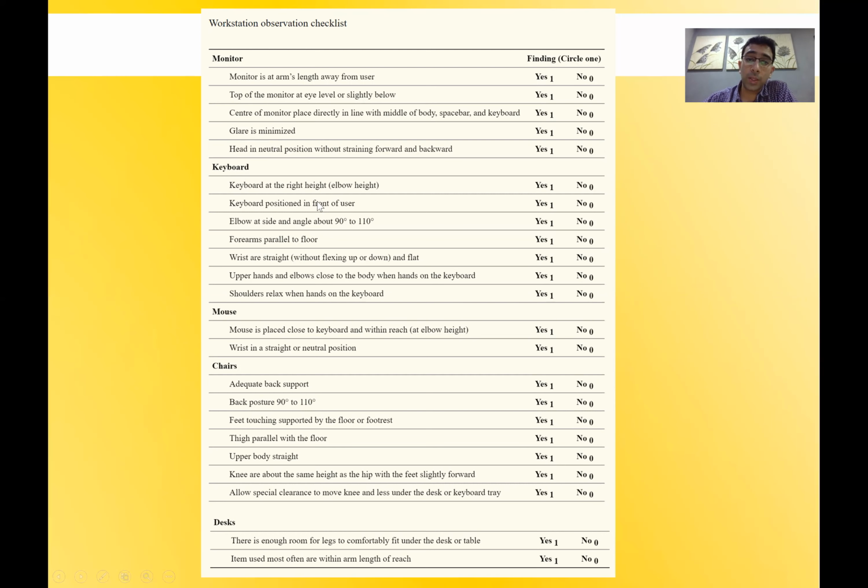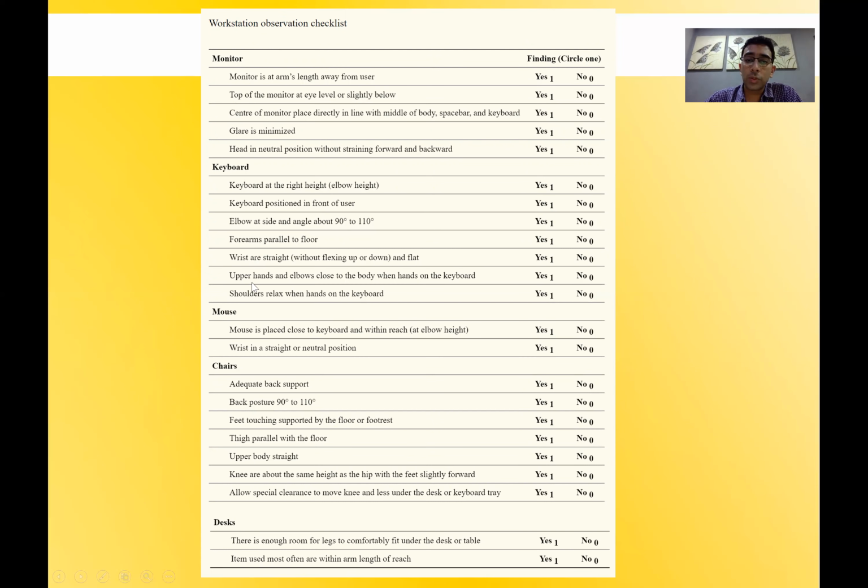The keyboard should be at the right height, that is at elbow height, not above or below, and should be positioned in front of the user, not to the sides. At the elbows at the side and the angle about 90 to 110 degrees. So the elbow should be at the side of the body and your 90 degrees angle should be there. Okay, the forearms should be parallel to the floor. I will show all these in a diagram as well. The wrist should be straight, not bending inwards or outwards.